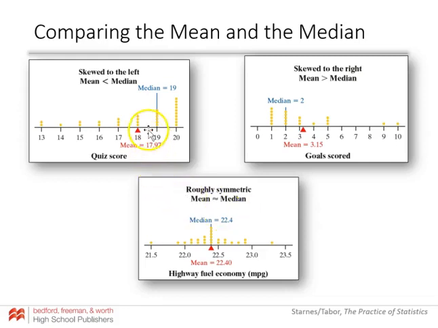If my distribution is skewed left, like this one up here, these lower outliers are going to pull the mean down. So the mean is going to be less than the median when my distribution is skewed to the left. And then, of course, the opposite, if my distribution is skewed to the right, these high outliers pull my mean towards them, so the mean would be greater than the median.